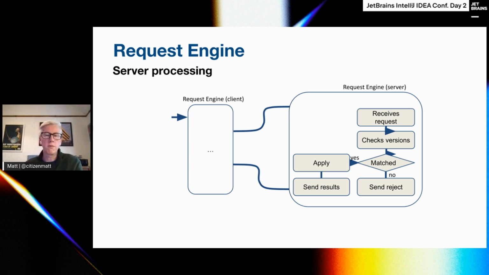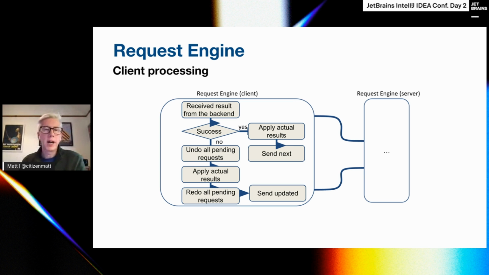If the versions don't match, that means that the file has been changed and the client doesn't know about it. This might be because there are multiple users. There might be a change by the server or whatever reason. However, it can then send a reject, and the client then has to deal with that. Now, we've got a box here as well, which is we apply the changes and then we send results. Those results might include extra text, so it might include our close brace there as well.